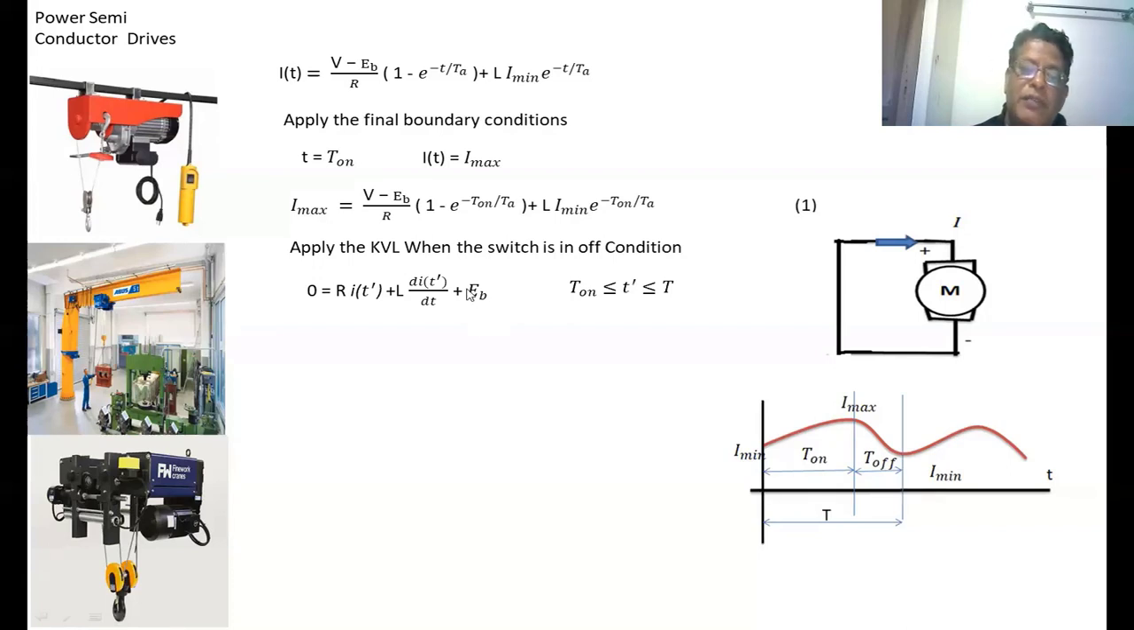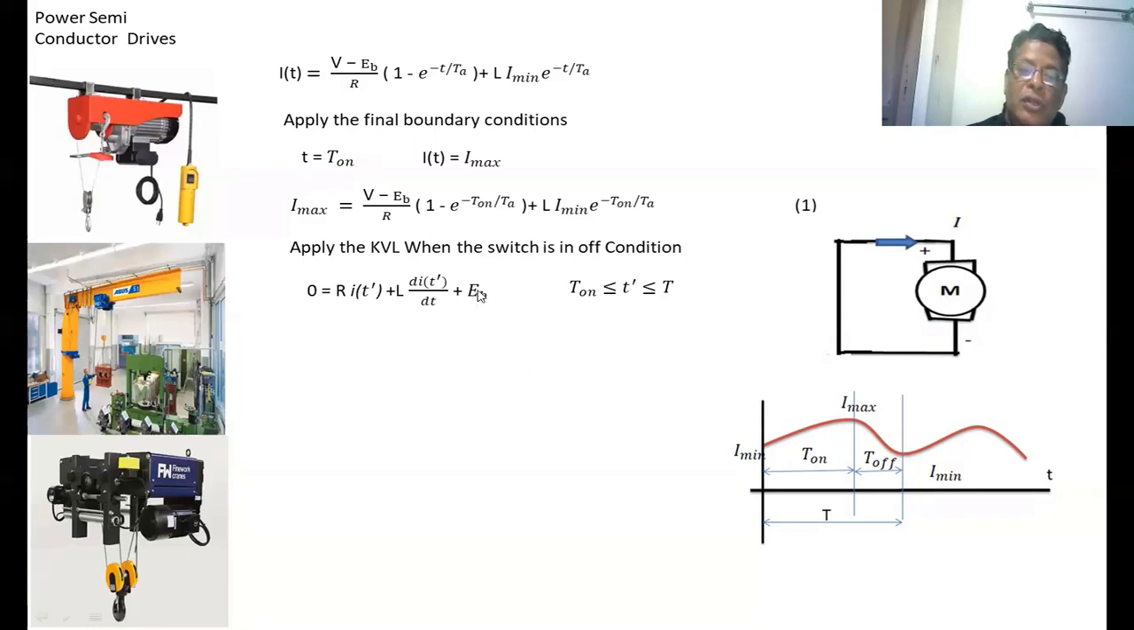Now what is the difference between T and T dash? The starting point for T is 0, whereas the starting point for T dash is T on. See here we have written the condition: greater than or equal to T on, less than or equal to T.